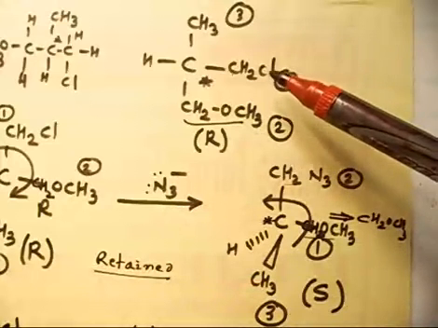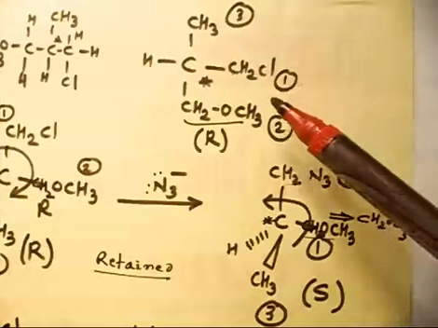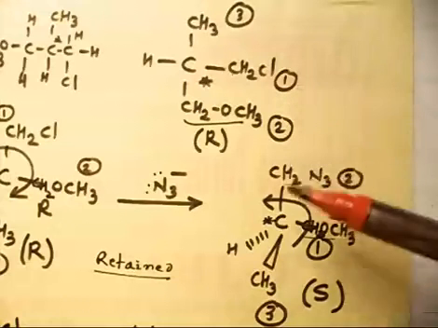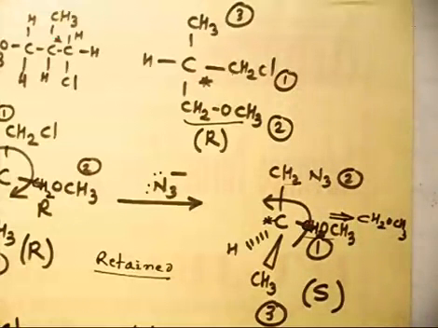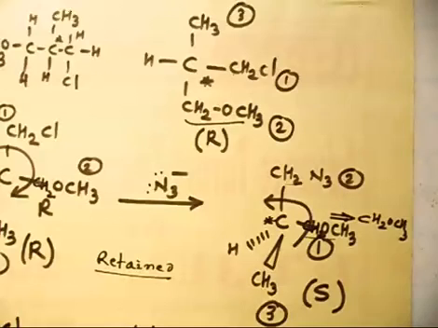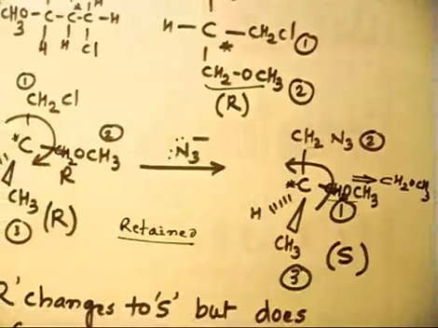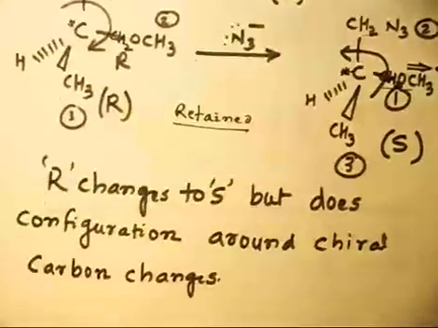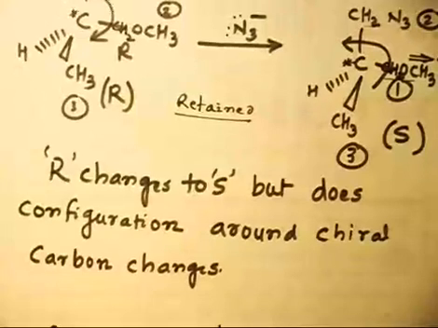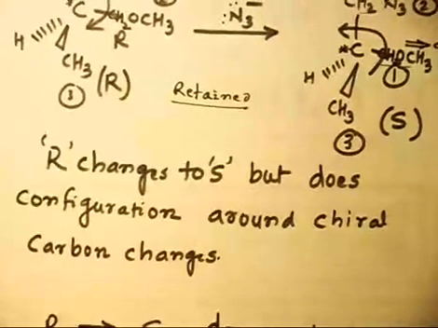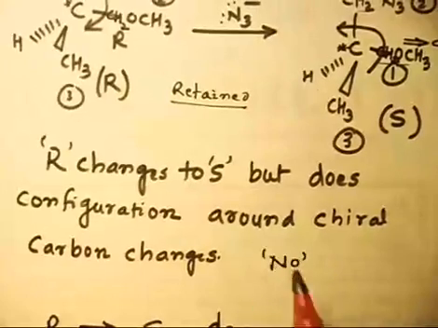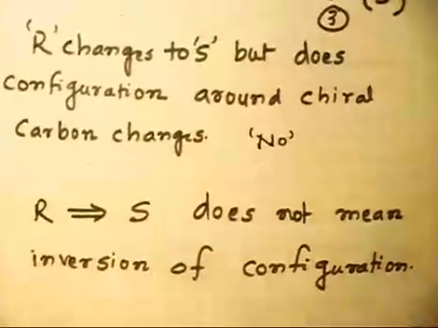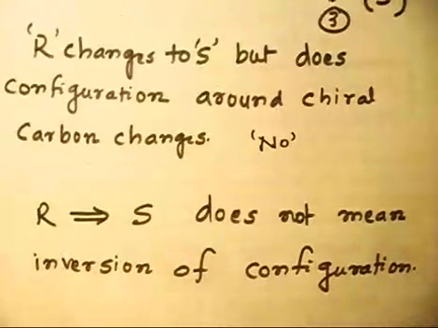It depends upon the priority of the going group and the priority of the coming group. If the priority of the going group, Cl minus, and the priority of the coming group are opposite, like in this case, R will change to S. If they are the same, then R will remain R. Are you getting or not? So R changes to S, but does the configuration around the chiral carbon change? Of course, the answer is no. So R to S does not always mean inversion of configuration. In this case, it is a case of retention of configuration.